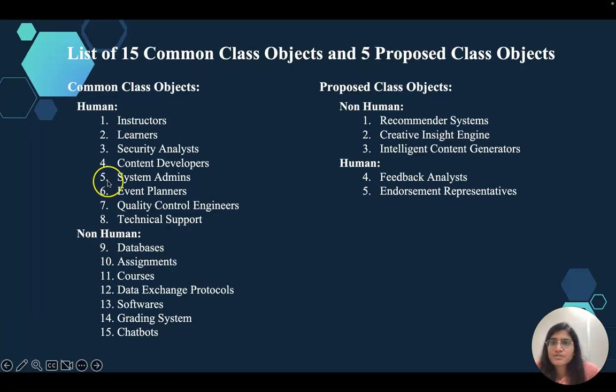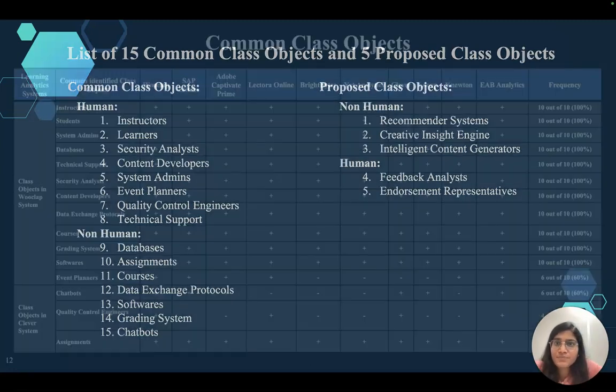Instructors, learners, security analytics, content developers, admins, planners, QA engineers, technical support team, databases, assignments, courses, data exchange protocols, software, grading system, chatbots. Proposed class objects are recommender systems, creative insight engine, intelligent content generators, feedback analysts, and endorsement representatives.